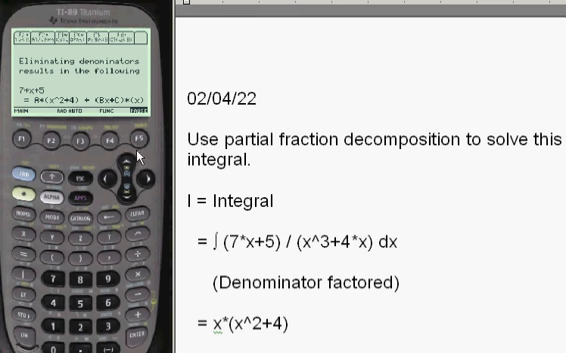Now we're going to expand the right side, so we multiply it out and come up with this. We combine the terms: (a plus b)x squared plus (4a plus c)x, okay? Match coefficients of the left side.